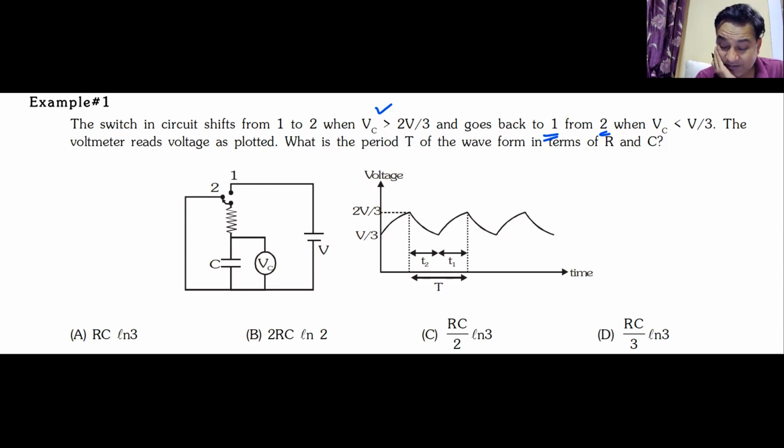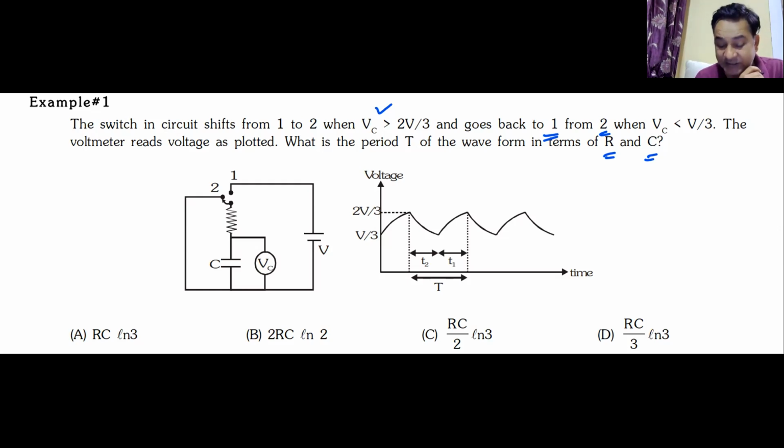What is the period T of the waveform in terms of R and C? A very simple question, but put in a very complicated way. Have you understood the question? Even I read it wrongly. I thought that they have repeated the same thing, but in the first case it is shifted from 1 to 2, then it is shifted from 2 to 1. Do we understand this? Sir, I did not understand the question.